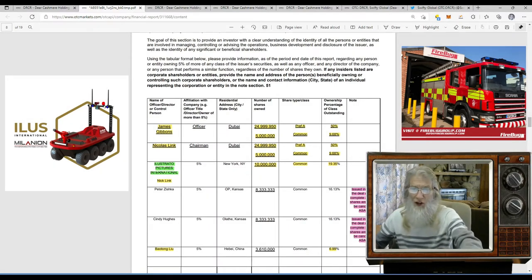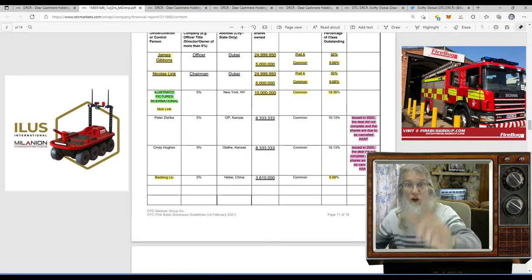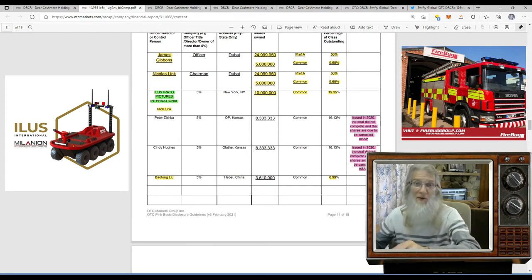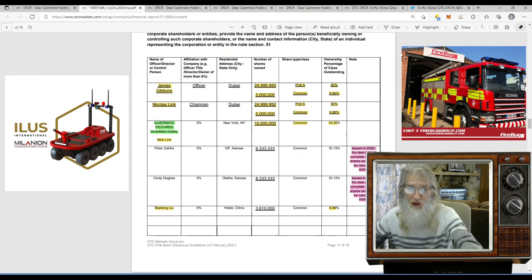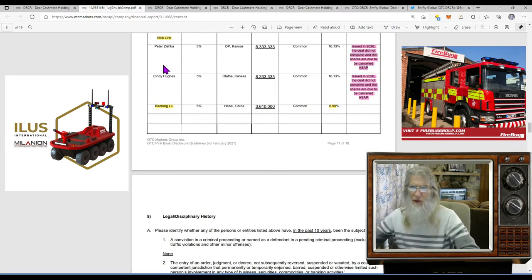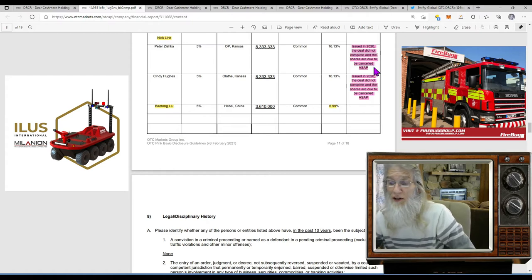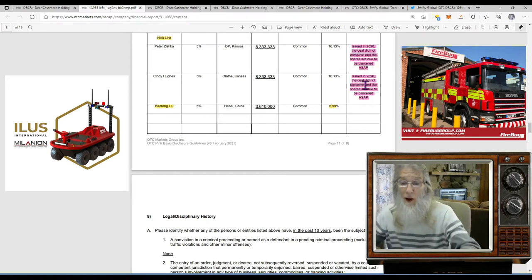If you scroll down, you can get a list of anybody that owns more than 5% of the company. If you owned more than 5%, your name would be on here. So it's a real short list, and there are six of them here, but two of them don't count anymore. Right here, these two from Kansas each had the exact same amount of shares. They were issued in 2020, but the deal did not complete, and the shares are due to be canceled ASAP. And that's really all I know about that.